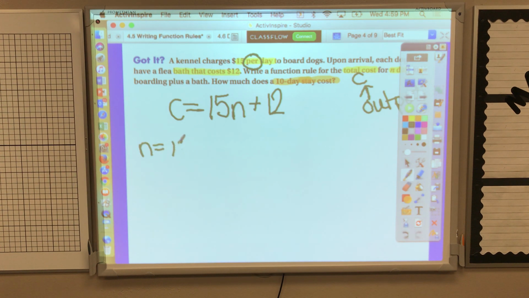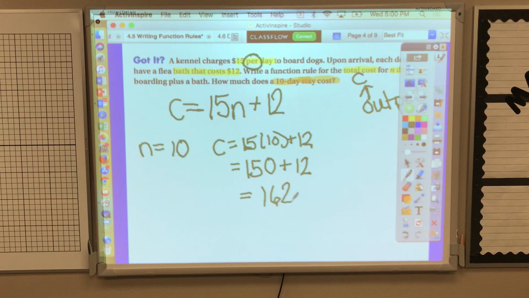Okay, so to figure out that total cost, I'm going to plug in 10 for n. So C equals 15 times 10 plus 12. Okay, solving that equation, 15 times 10 is 150 plus the 12 original for the bath, and we are at 162. Okay, so C equals 162. Since it's a word problem, don't forget we need to label, and we're talking about cost. So the cost for a 10-day stay is $162.